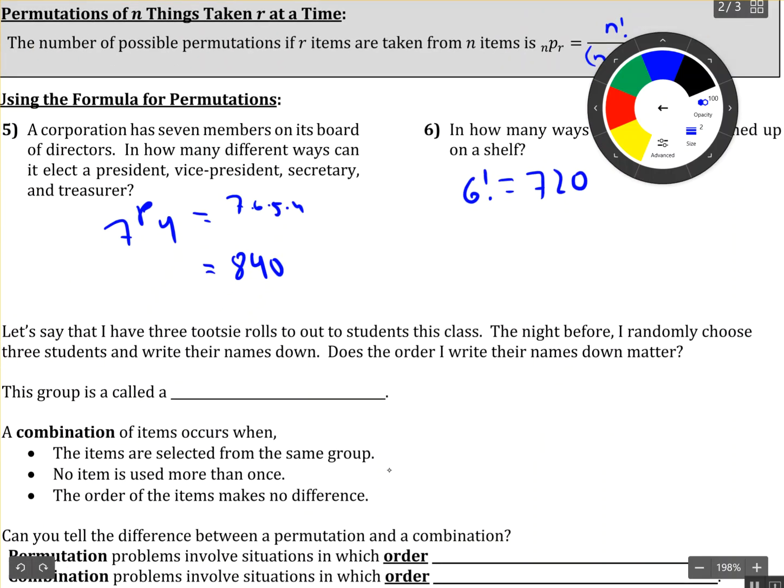Let's say that I have 3 Tootsie Rolls to give out to students in this class. The night before, I randomly choose 3 students and write their names down. Does the order I write their names down matter? Well, again, does it matter if I give it to student A, B, and C? Is that different than giving that to students B, A, and C? Well, no. The same 3 people get a Tootsie Roll. So it doesn't really matter what order I pick them. So this is called a combination, where order doesn't matter.